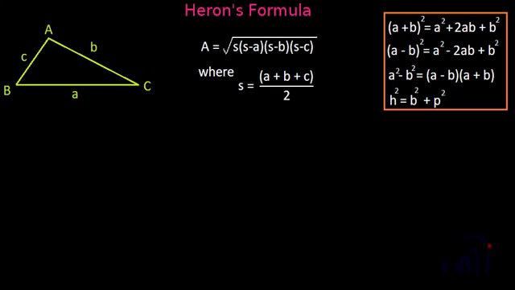Yes, of course, we know the formula for the area of a triangle is 1 by 2 base into height, where base is one of the sides of the triangle and height is the length of the perpendicular drawn from the vertex opposite to the base to the base. So Heron's formula is A is equal to square root of S multiplied by (S minus A) multiplied by (S minus B) multiplied by (S minus C), where S is actually half of the perimeter, (A plus B plus C) by 2.